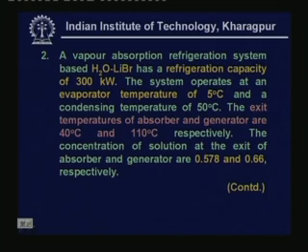The system operates at an evaporator temperature of 5 degree centigrade and a condensing temperature of 50 degree centigrade. The exit temperatures of absorber and generator are 40 degrees and 110 degree centigrade respectively. The concentration of solution at the exit of absorber and generator are 0.578 and 0.66 respectively.